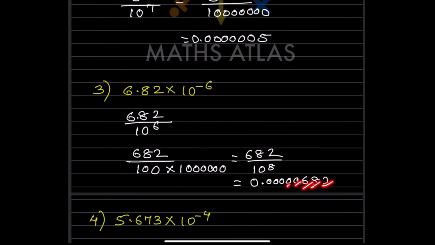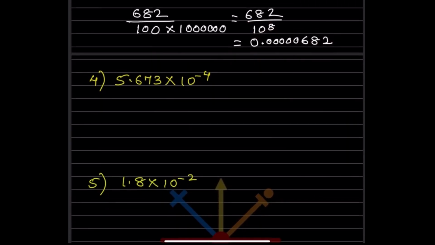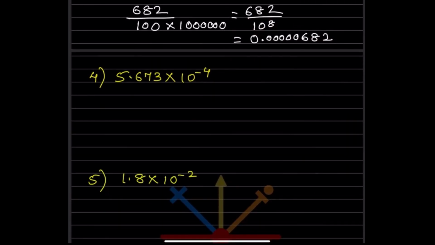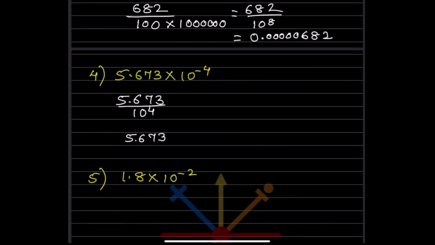2, 3, 4, 5, 6, 7 and 8. So because this is 10 raised to 8. So the next one here now, 5673. So here we can write it 10 raised to 4. So 5673, sorry, 5.673. So here will be 1, 2, 3, 4.